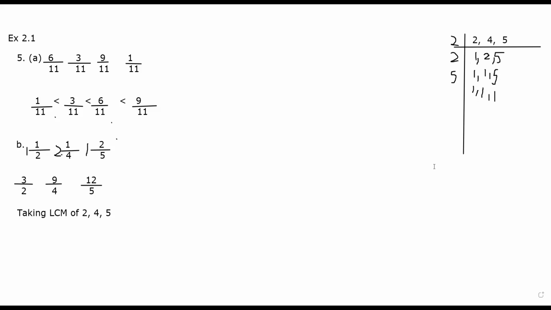The LCM is very simple: 2 into 2 into 5. That means 2 times 2 is 4, and 4 fives are 20. The LCM would be 20. Okay, so you know that. You can very easily find the LCM. Just write down 20.